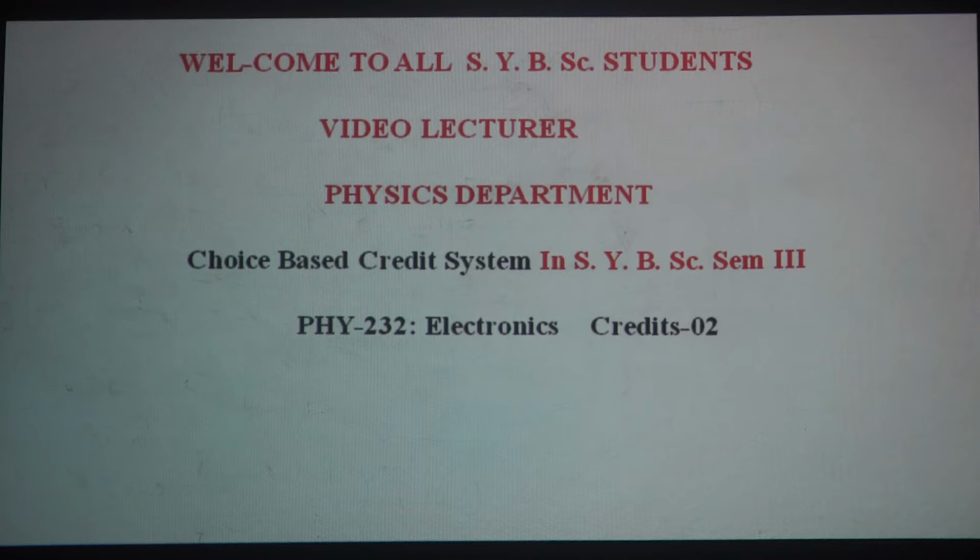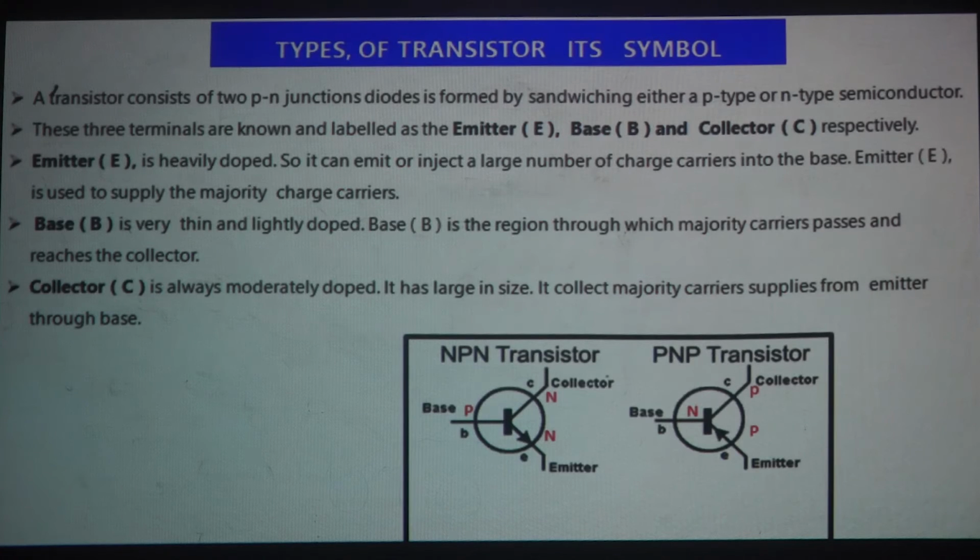Welcome to all SYBSc students to the video lecture of the Department of Physics, Choice Based Grade System, SYBSc semester 3. Name of the paper: Electronics, paper number PHY 232, having 2 credits. Today we will study the types of a transistor and its symbol.